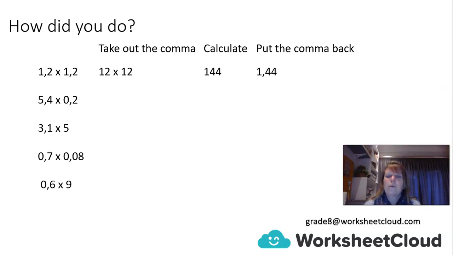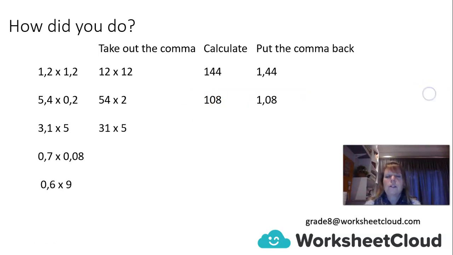Right? 5,4 times 0,2 is going to give me 54 times 2. Calculate that, it's going to give me 108. I've got 2 decimal places in my number sentence, so I must have 2 decimal places in my answer. Please remember, you've got to go from the right towards the left and not the other way around. Okay, so I'm going to end up with 1,08.